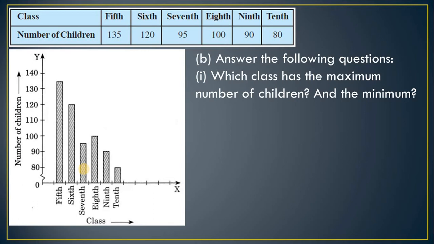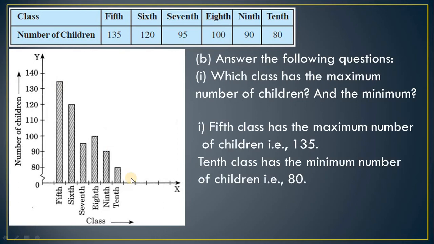Then the second one, answer the following question. Which class has the maximum number of children and the minimum? The maximum number of children is in the 5th, and the minimum is in the 10th. So the 5th has the maximum number of children, that is 135, and the 10th has the minimum number of children, that is 80.